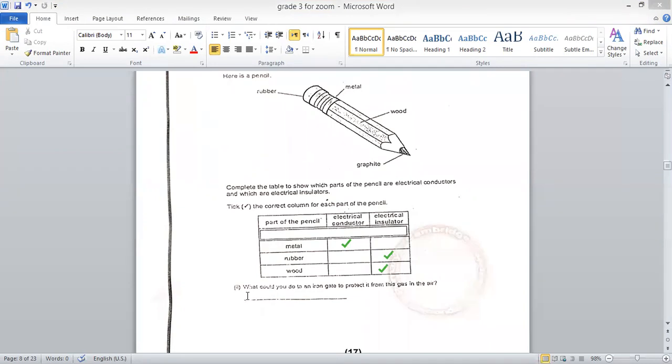What could you do to an iron gate to protect it from this gas in the air? This gas means oxygen. When oxygen meets iron in the presence of water, iron will rust. So what we can do to prevent iron from rusting is cover it with zinc. Zinc is a non-rusting material. So the answer will be cover it with zinc.